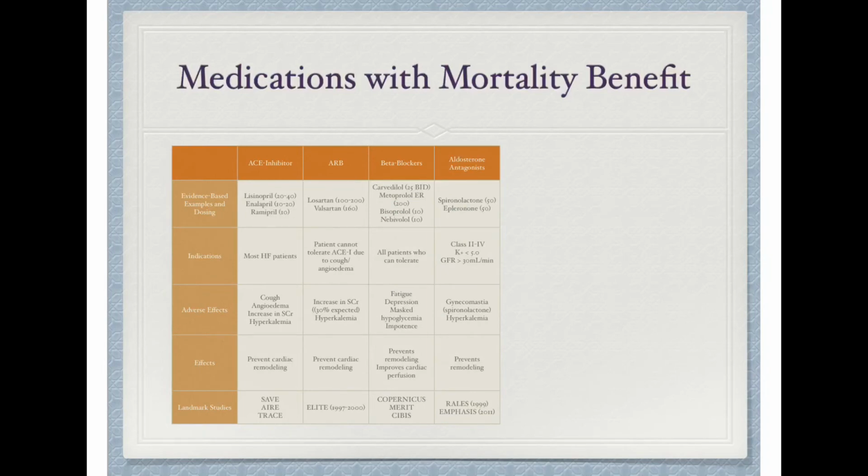The aldosterone antagonists, spironolactone and eplerenone, are indicated in patients with NYHA class 2 through 4 heart failure who have potassium levels less than 5 and relatively okay kidney function with a GFR greater than 30 milliliters per minute. The side effects include gynecomastia specific to spironolactone and hyperkalemia, as they are potassium-sparing diuretics.